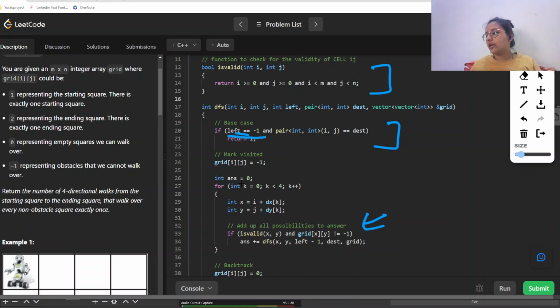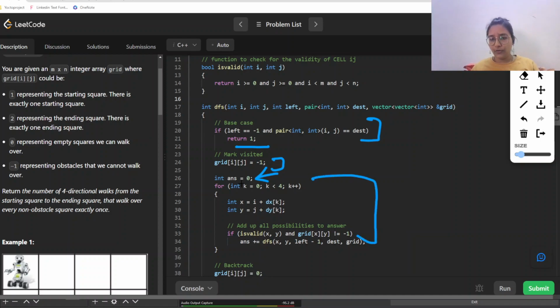So for the base case, if we are left with left equal to -1, that simply represents that now we are not left with any empty block. And then this simply represents that the block at which we are now directly corresponds to the destination. So at that point, we are returning 1, and this 1 would be adding up to the total number of paths. Now we are marking it as visited, and here it is starting, our answer would be 0.